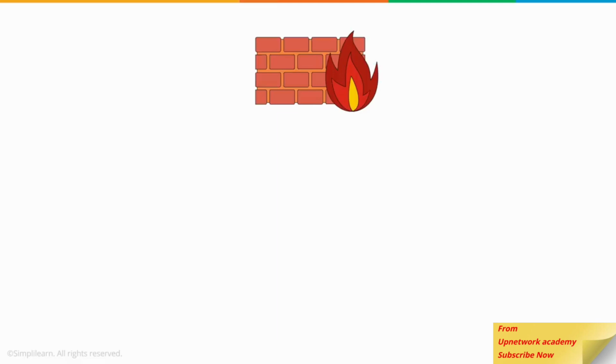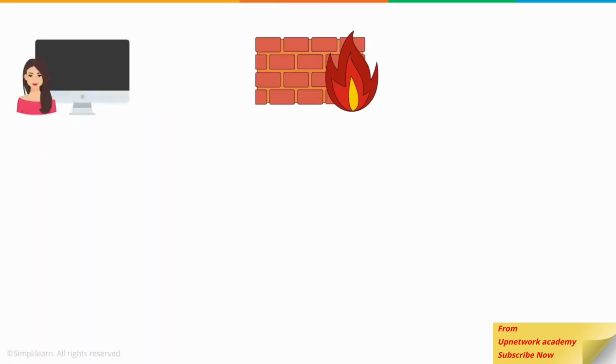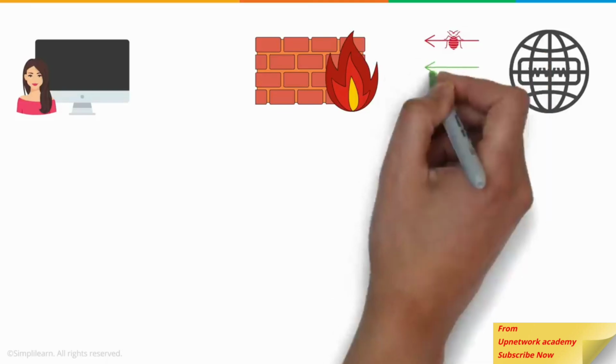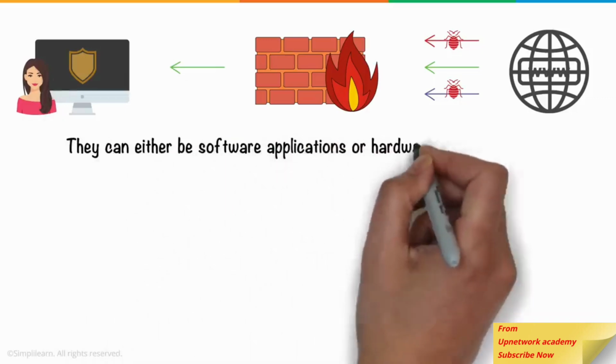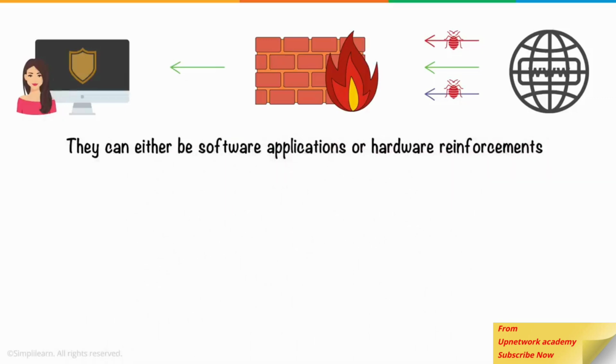First, she installed a firewall. As the name suggests, it is a virtual wall between Anne's computer and the internet. Firewalls filter the incoming and outgoing traffic from your device to safeguard your network, and they can either be software applications or hardware reinforcements. Secondly, Anne implemented honeypots.